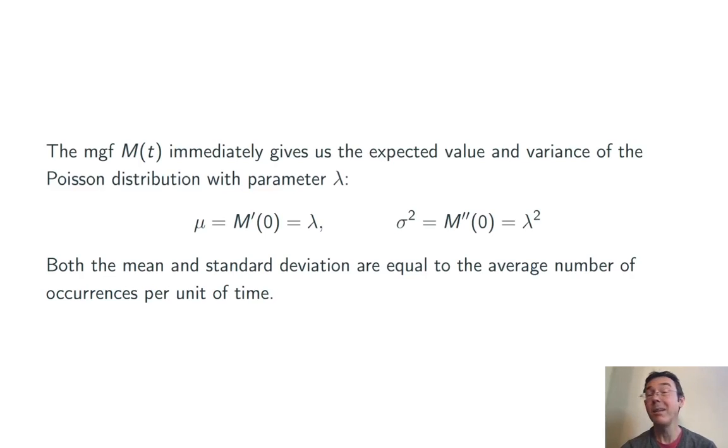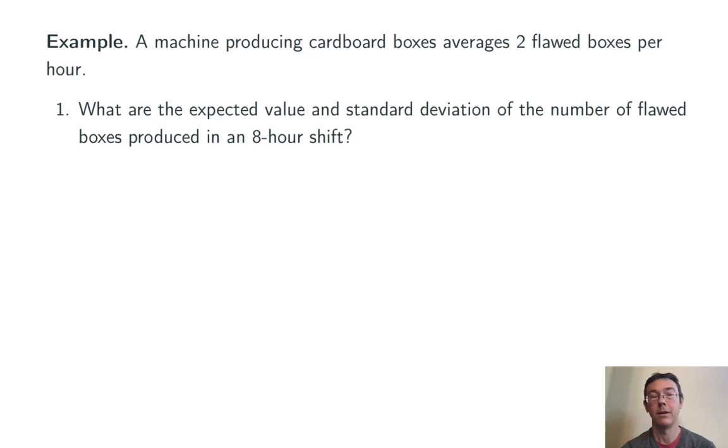Now, once we have the MGF, we can immediately get the expected value and variance of the Poisson distribution with parameter lambda. The expected value is going to be lambda, and the variance is going to be lambda as well. In other words, the standard deviation is going to be the square root of lambda. By the way, both the mean and variance can be derived directly without going through the MGF, but you're still going to be using that Maclaurin series for the exponential function.